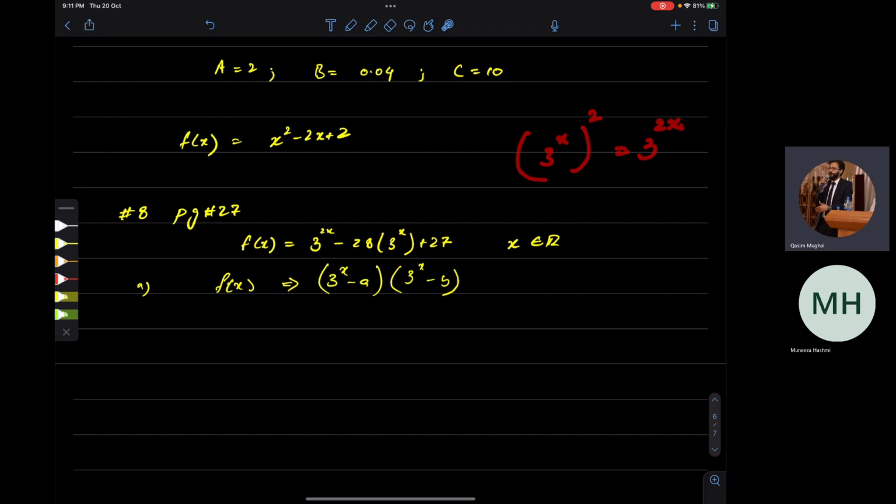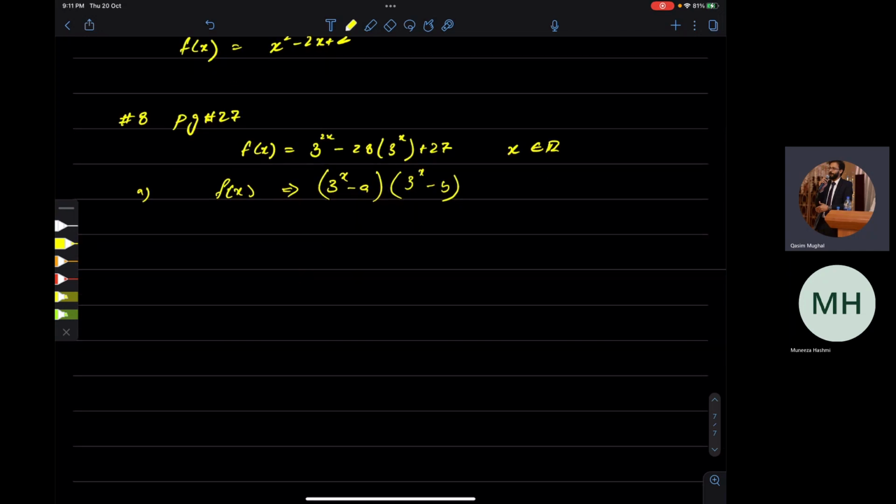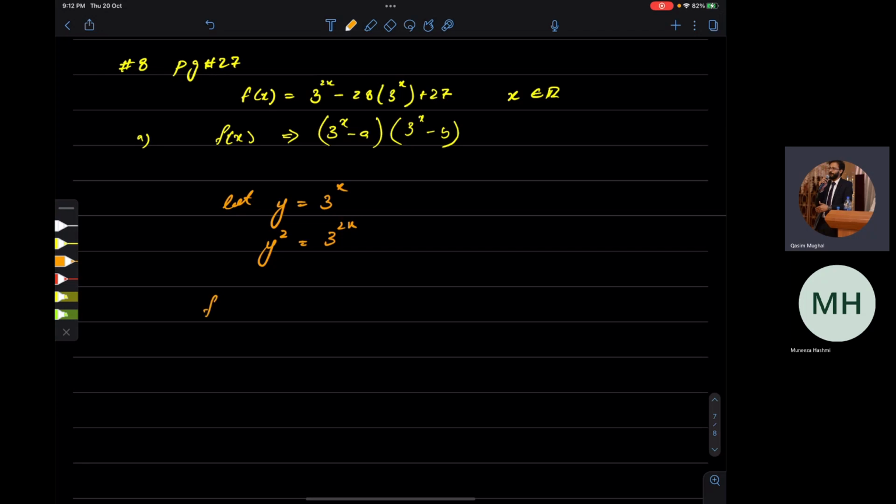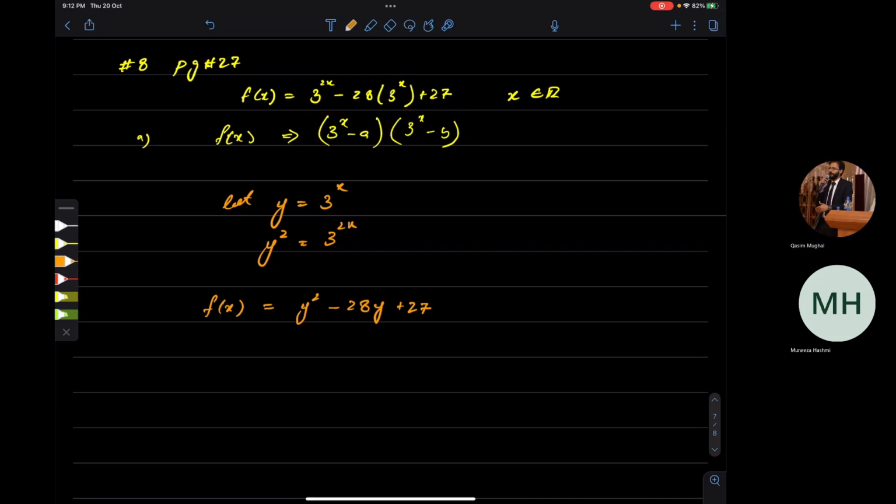Yes. So that rule which I told you the other day: in any equation, if the variable in one term is half of the other one, it can be translated into a quadratic. So I'm going to assume that let y equals 3 to the power x, then y squared would be equal to 3 to the power 2x. This will make it easier for us. So the same function f of x can be written as y squared minus 28y plus 27. Now what is happening here is based on simple factorization. Yes. So all I have to do is factorize it by using the middle term breaking method.